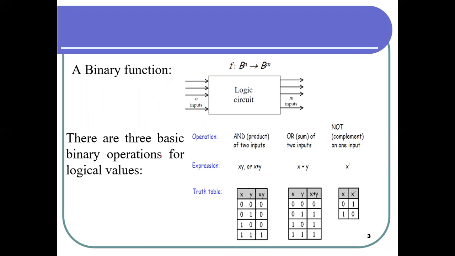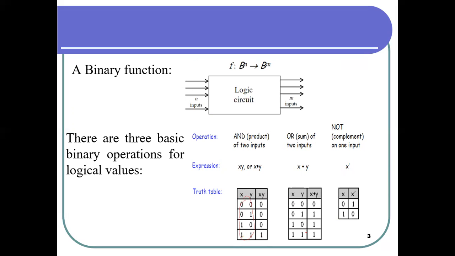And there are fundamentally three basic binary operations for logical values. They are AND, the expression for which is x and y, or sometimes we write it x dot y; OR, which has two inputs, x plus y; and NOT, that is the complement of any argument. In a truth table we can write x and y, which has four possible values. If you can see this one, for AND, 0 times 0 is 0, 0 times 1 is 0, and 1 times 1 is 1.